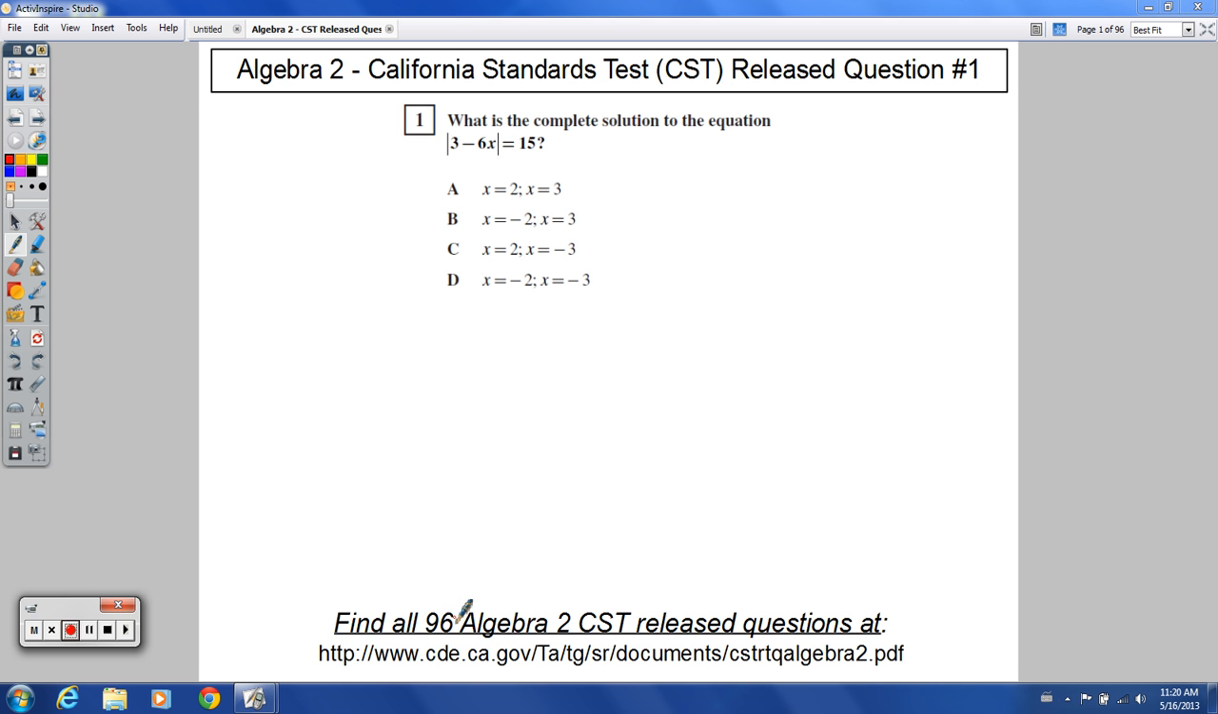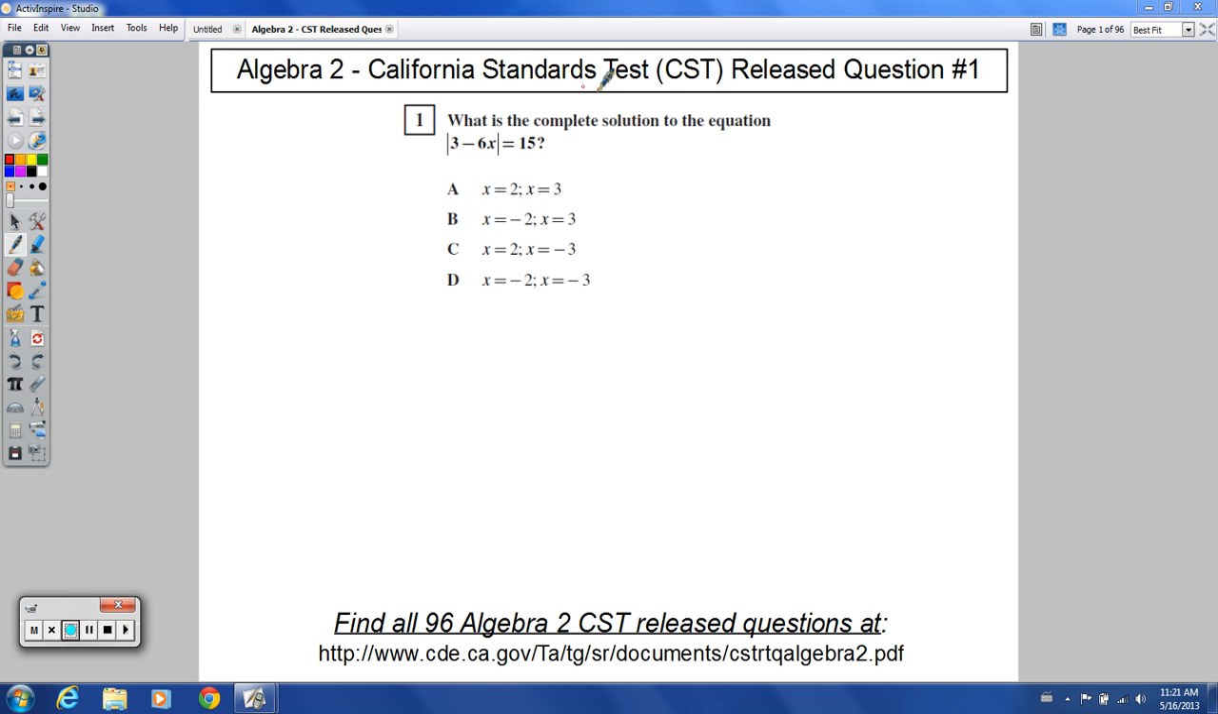If you want to find them all for yourself, you should go to this website right here and just open that document up. It's a PDF document. I would recommend that you actually try these problems yourself first and then use these videos to check and see if you did the right work, and to utilize them for the ones that you're not sure how to do. And there's 96 here.